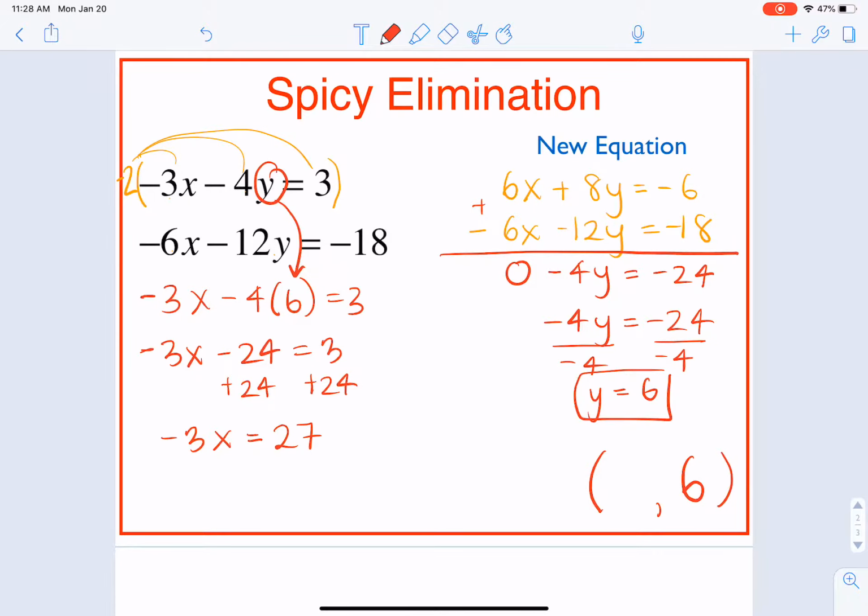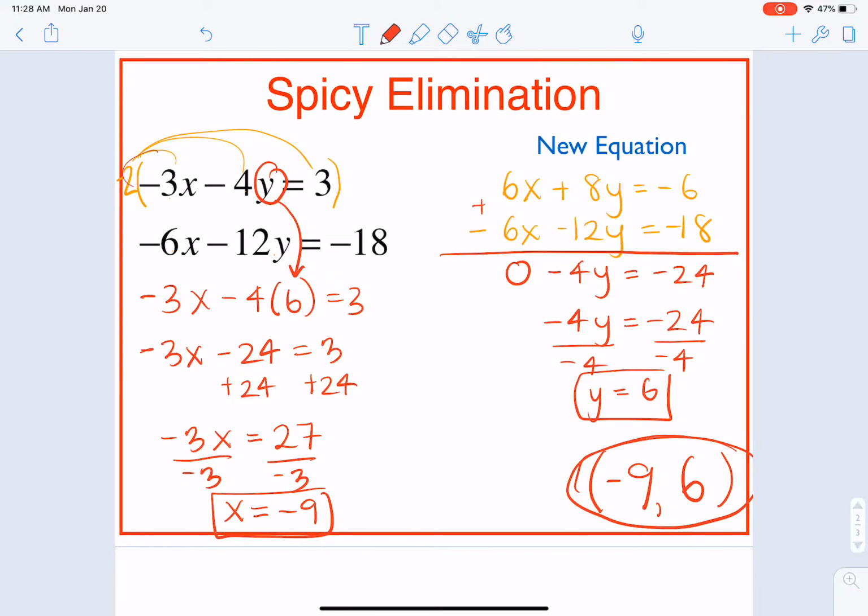And then I can go ahead and divide both sides by negative 3. And I'm going to end up with x is equal to negative 9. So here my x coordinate is negative 9. So this is the solution to this system of equations up here. And you'll notice if I were to plug in negative 9 here for x and 6 for y, then I would end up getting negative 18. So this is the true solution for both of these equations. So this one's a little trickier because we did have to go ahead and create a new equation.